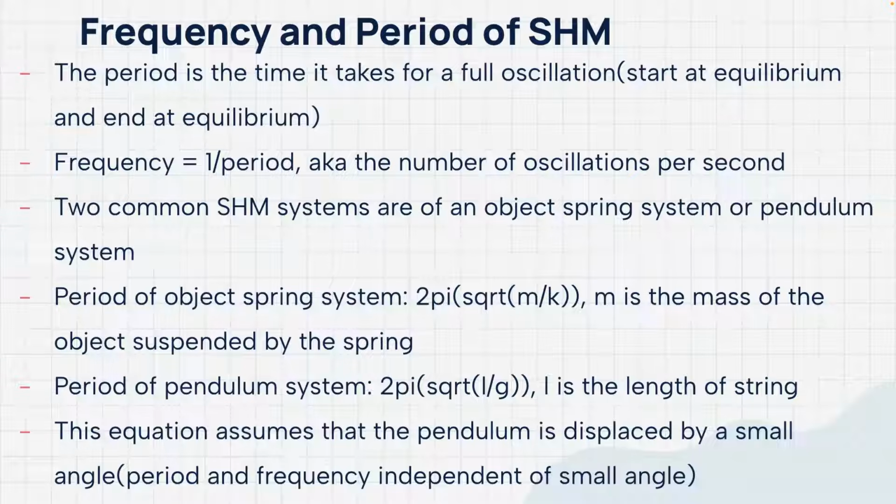And this equation assumes that the pendulum is displaced by a small angle, known as the small angle assumption. And period and frequency are always going to be independent of that angle, because as you see in the equation, there's nothing about the angle in the equation. So the period and frequency are independent of the angle displacement.